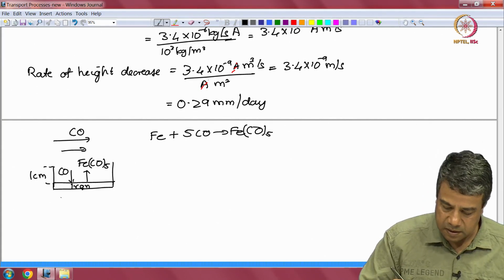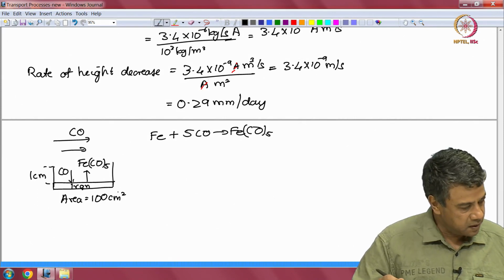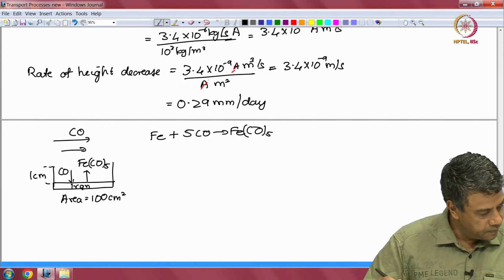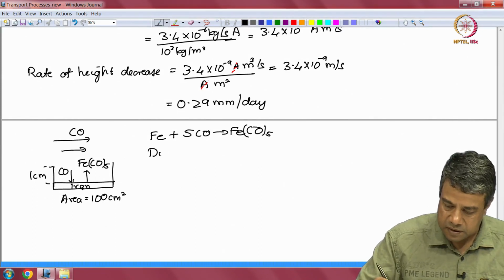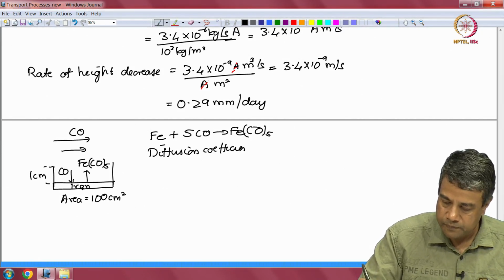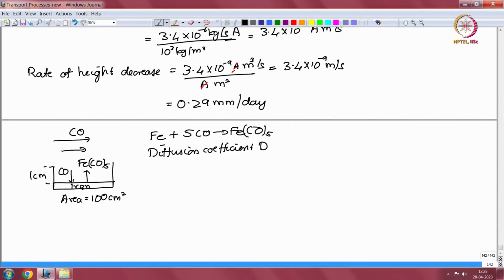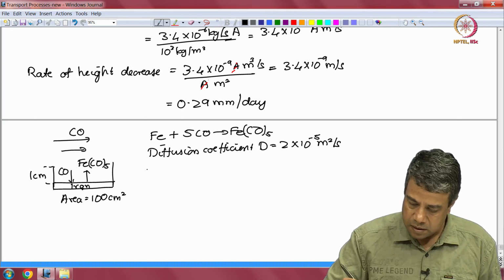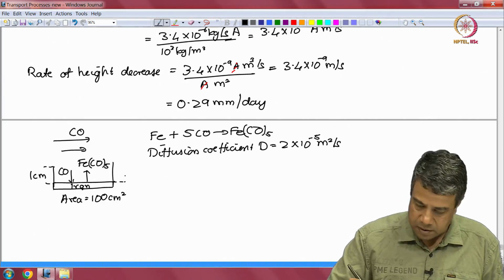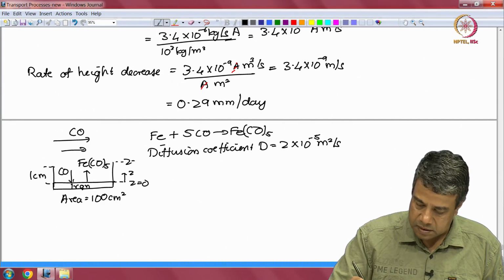Reactor height is 1 centimeter, area is equal to 100 centimeter square, and you are given the diffusion coefficient D is equal to 2 into 10 power minus 5 meter square per second. And I will put a coordinate system here. This is z, z equals 0 and z is equal to h.